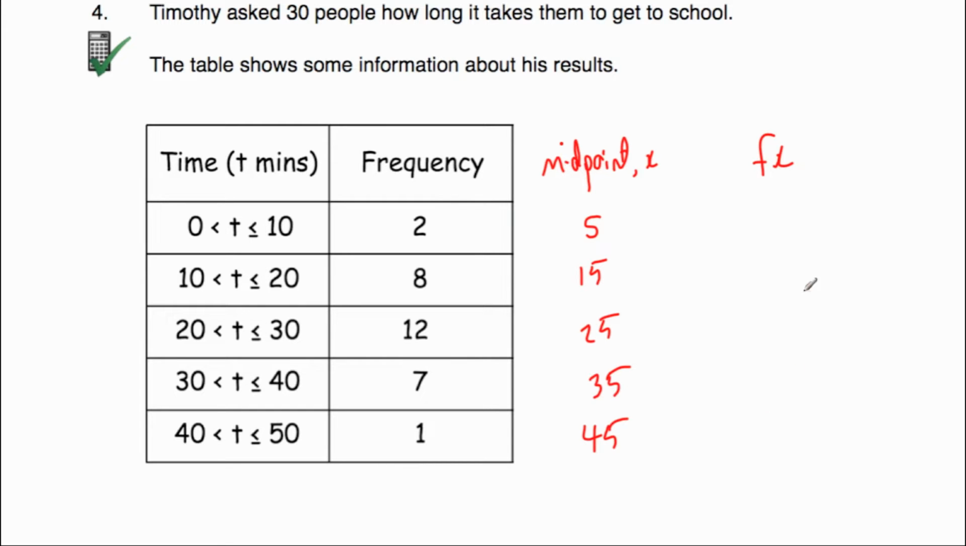Now we need to find our fx column. So we've got 2 students and we've assumed that this takes them 5 minutes each. So 2 times 5 would be 10 minutes in total. 8 students, we're assuming it takes them 15 minutes each. So 8 times 15 is equal to 120 minutes.